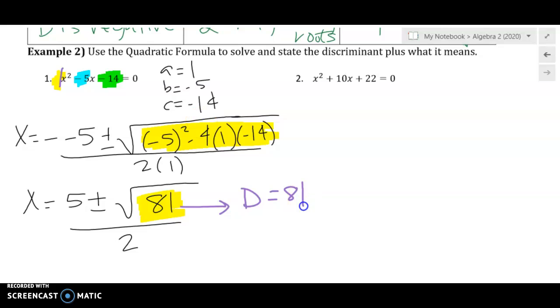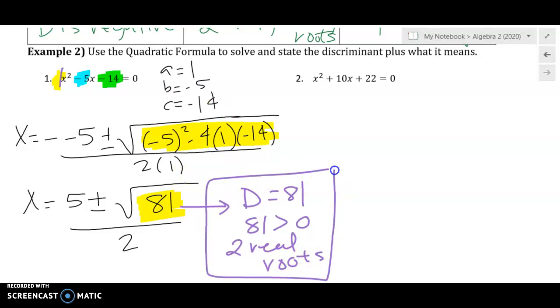Let's write this. Discriminant is equal to 81. Is the discriminant, which is 81, greater than 0, equal to 0, or less than 0? Well, 81 is greater. It's a positive number. It's bigger. So look at your chart above. If it is greater than 0, that means your answer is going to be 2 real roots. And that's what I'm wanting to know for the discriminant.